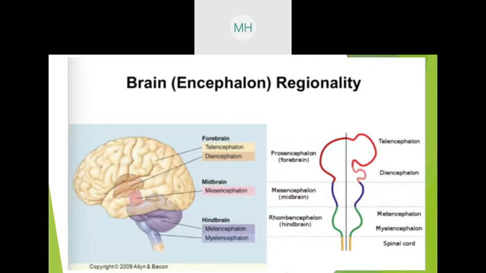During the development of the embryo, the neural tube develops into prosencephalon, mesencephalon, and rhombencephalon. Prosencephalon then will later develop into telencephalon and diencephalon. Mesencephalon stays, and rhombencephalon further develops into metencephalon and myelencephalon.